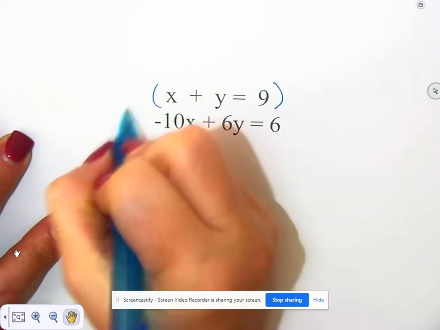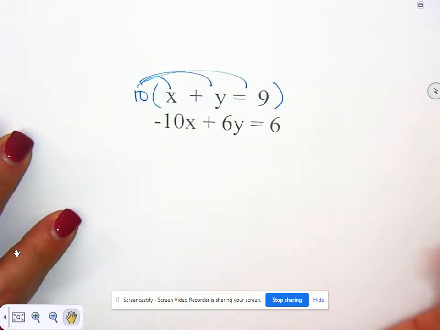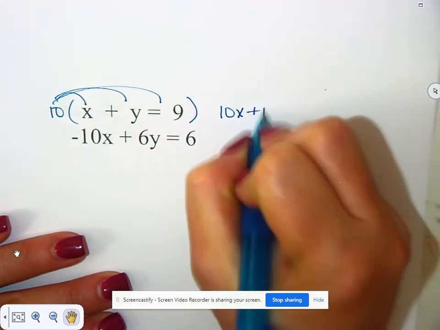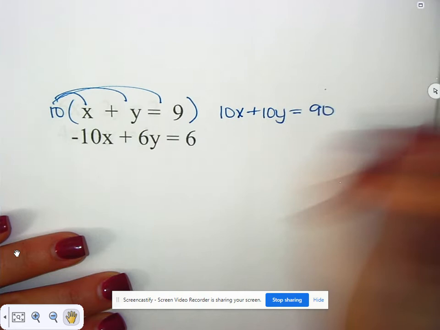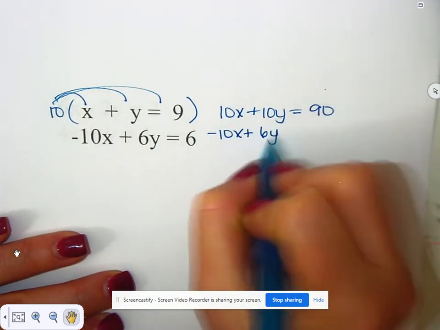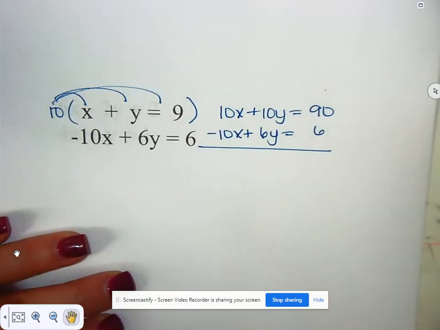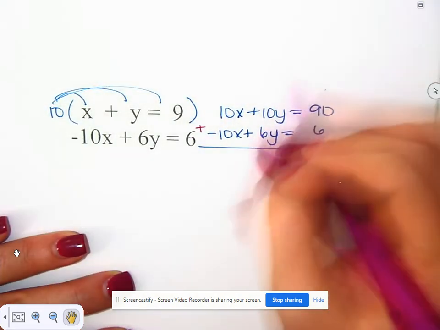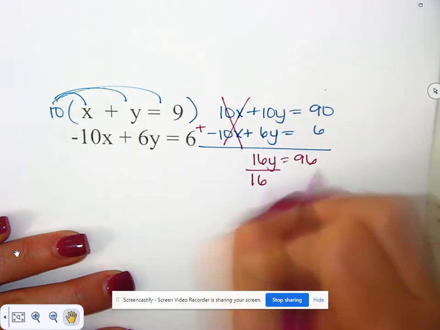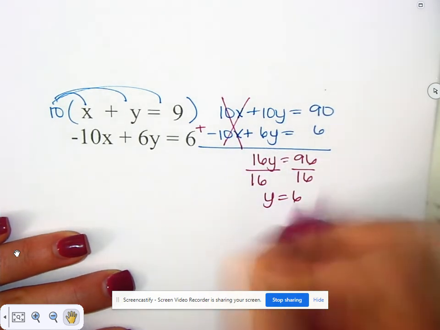So I need to make them the same number, and I'm going to do that by multiplying by 10. Okay, so that makes this 10x plus 10y equals 90. The bottom equation is going to stay exactly the same. I didn't do anything to it, so it stays. Now we're going to add them just like we've been doing. So my x's will cancel, and I'll solve, and I get that y is 6.